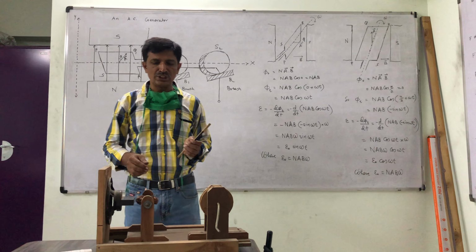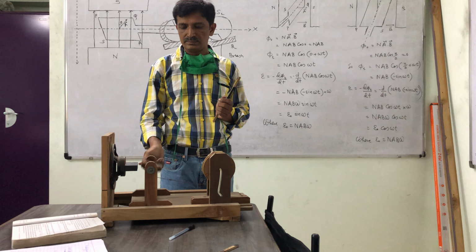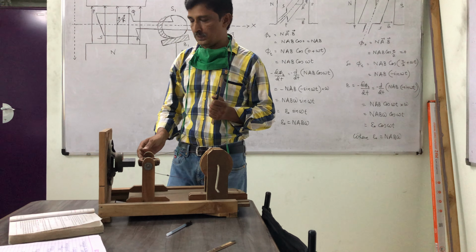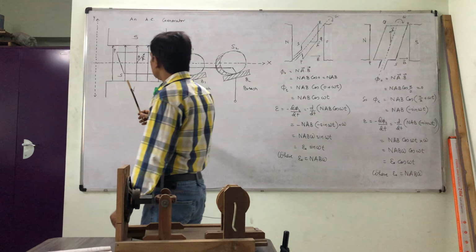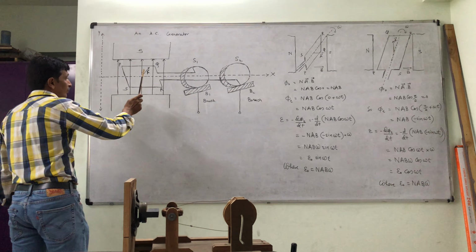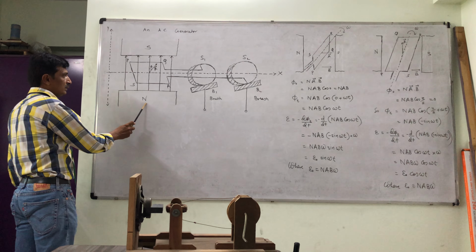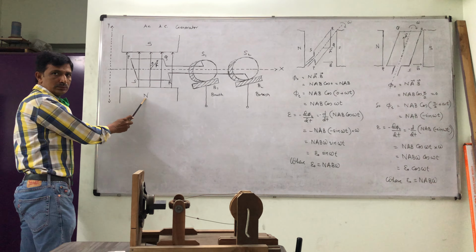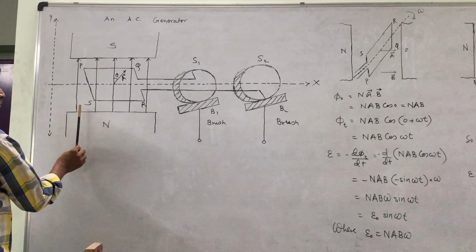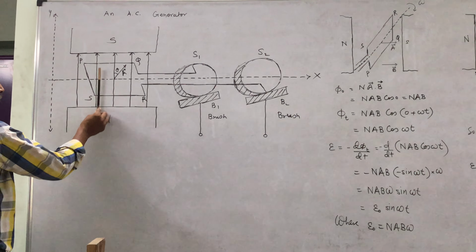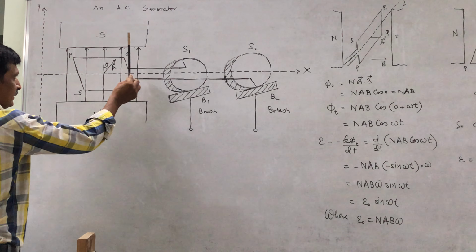How does an AC generator work? Here is the theory. This one is the North Pole, this one is the South Pole. In between them, a uniform magnetic field is present.